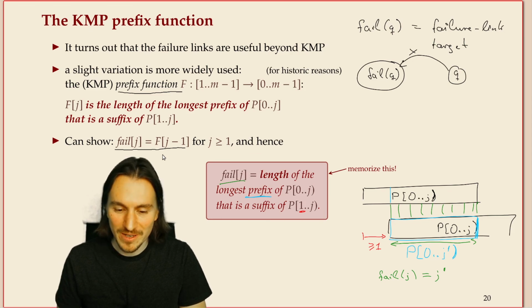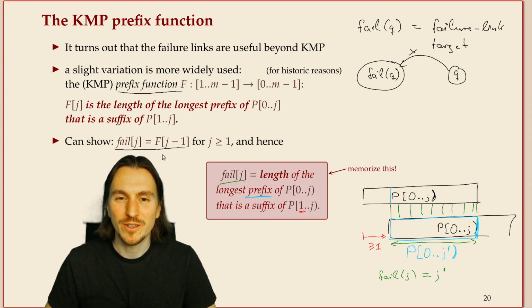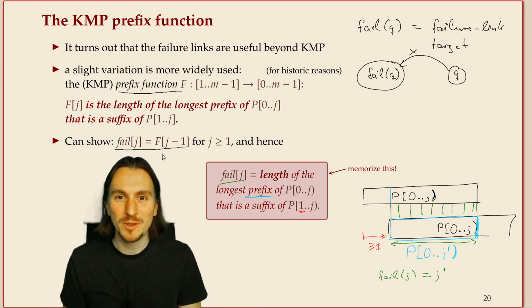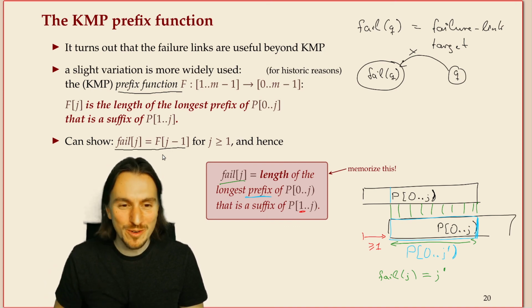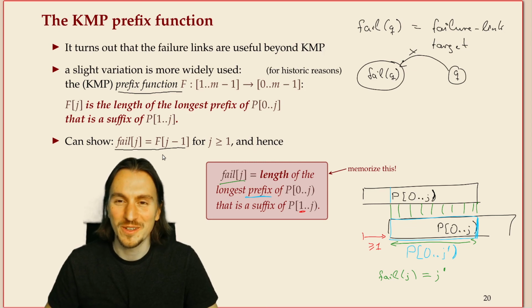Okay, with that, let's close the chapter on KMP. We'll continue tomorrow a little bit more on string matching. We've seen that KMP is an optimal algorithm, but it turns out you can beat it. You can improve upon this optimal algorithm in an interesting way. And well, I'll tell you more about this tomorrow. And we'll also conclude this unit then.